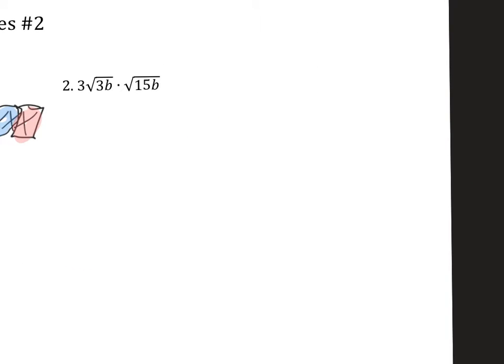Very first thing, I'm going to highlight what looks the same. So I have a 3 out in front. I don't have anything in front here. I have a 3b on the inside, a 15b on the inside. Very first thing, we're going to multiply together the plain numbers, like the numbers that are in red. So I have 3 times 1, so that's just 3. Radical 3 times 15 is 45. And b times b is b squared.